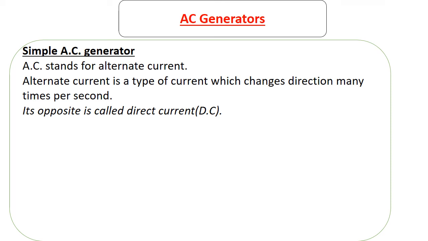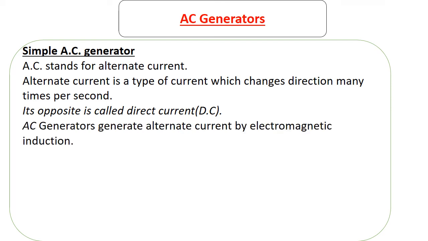In layman's terms, we can say AC current is the current from the socket, while DC current is the current that we can get when we connect a circuit to a battery or a solar panel. Okay, so just know that DC, which is direct current, doesn't change direction many times per second, while AC current changes direction many times per second. So AC generators basically generate alternate current by electromagnetic induction.